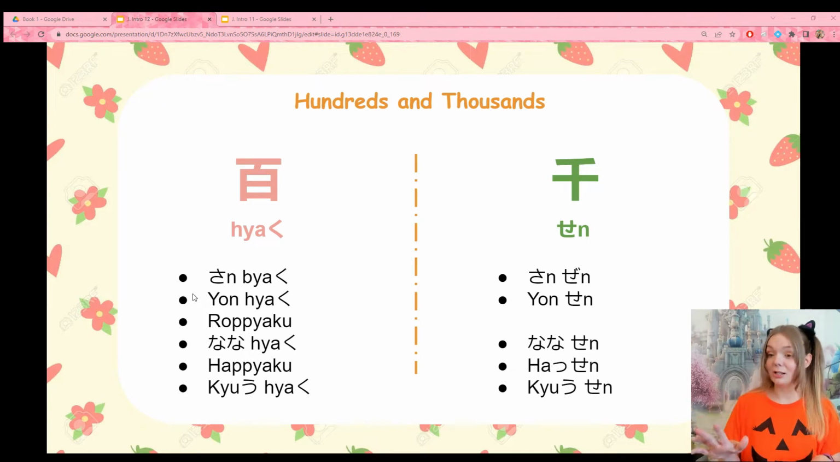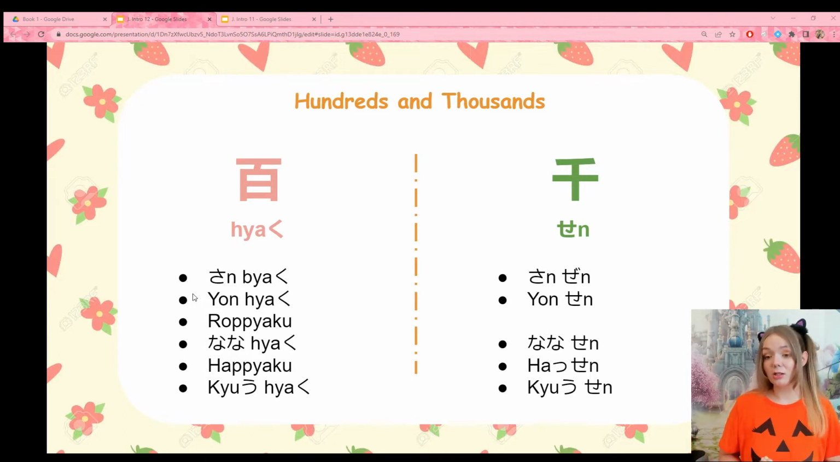So 700. Then 800 is just like 600. We get rid of the chi, the final character here in hachi. Get rid of that, replace it with a little tsu, and change hyaku to pyaku. So ha, pyaku, ha, pyaku. Then 900 is just like 400 and 700. You cannot say ku, hyaku. You must say kyu, hyaku. Kyu, hyaku. The long version, not the short one.